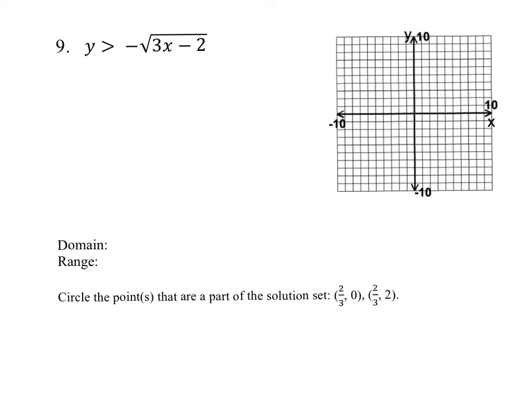Let's do one more example together. This is an inequality. Because we have a greater than symbol that is not inclusive, that tells us that we're going to have a dotted line and an open circle at our end. We also know that we're going to have some shading.